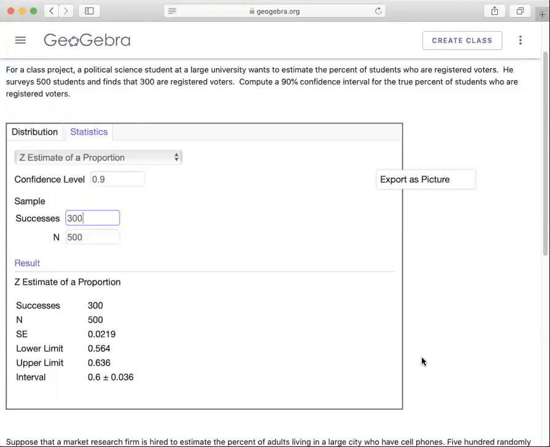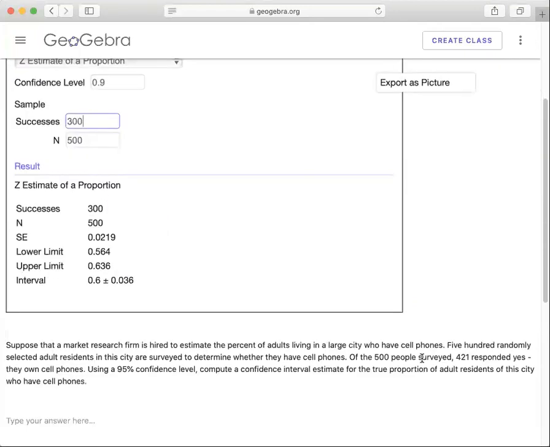So now you have a similar problem down here, and try to see if you get the same answer after you give your answer.